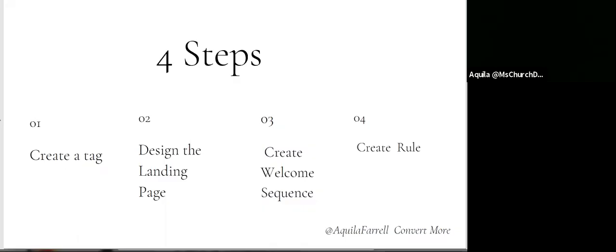Then from there, we want to create a welcome sequence, which lets our subscriber who gives us their email confirm that they're on our list, so they're not guessing if they made it or not. And then the fourth step is we actually want to create a rule to automate everything so it's easy and not difficult. Let's get to the next part.